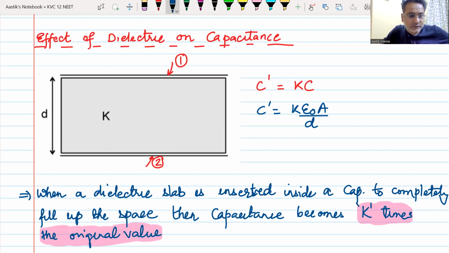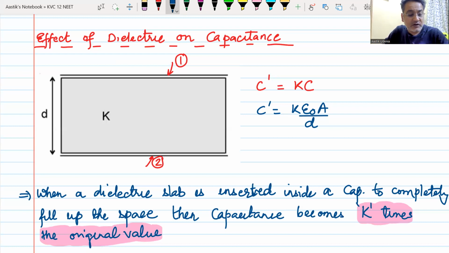Now, normally whenever you are going to get a question of this type, this process could be done in two different ways. While you are inserting this slab, you can keep the battery connected or you can keep the battery disconnected. So this process can be done in two ways, whether the battery is connected or whether the battery is disconnected.